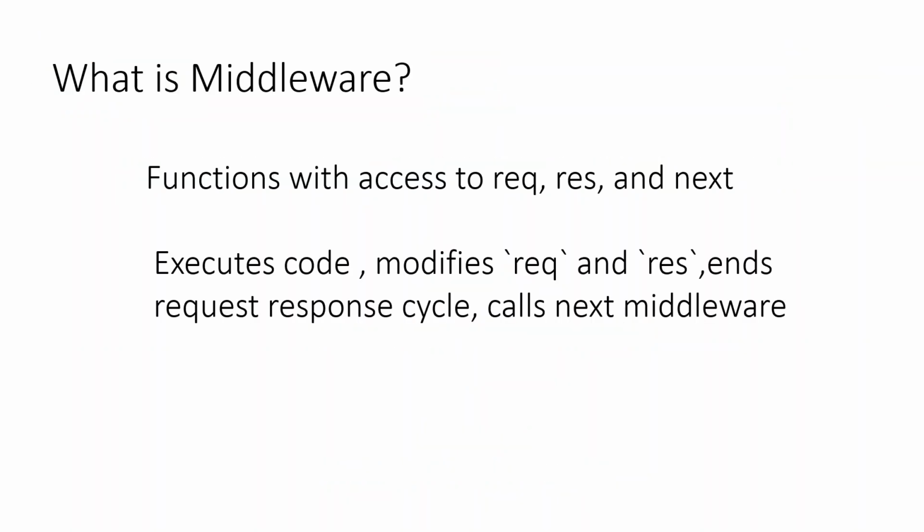Middleware. In simple terms, middleware functions are those that have access to the request object and the response object. These functions can execute any code, make changes to the request and response objects, end the request-response lifecycle, and call the next middleware function.